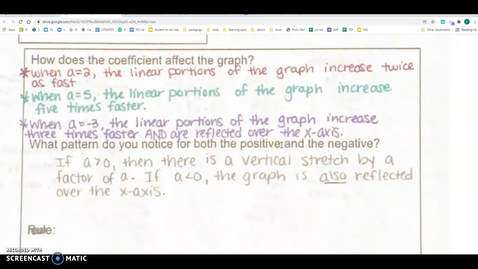And then as soon as you have a negative a, you're doing 2 transformations. As soon as you see the negative, you know there's going to be a reflection. But then as soon as you also see that a is greater than 1, you are stretching this graph vertically, where now we have a decreasing situation where the rise is negative 3, 1, negative 3, 1, negative 3, 1. Just kind of look at the pattern.